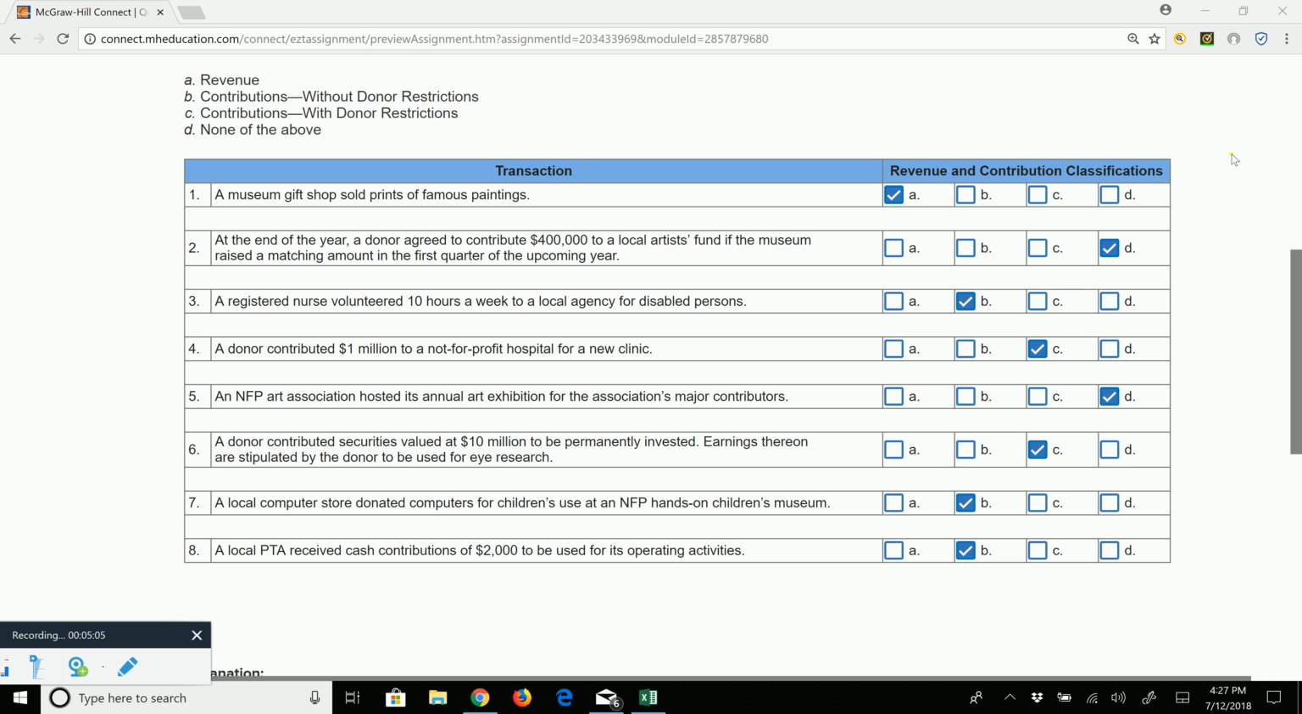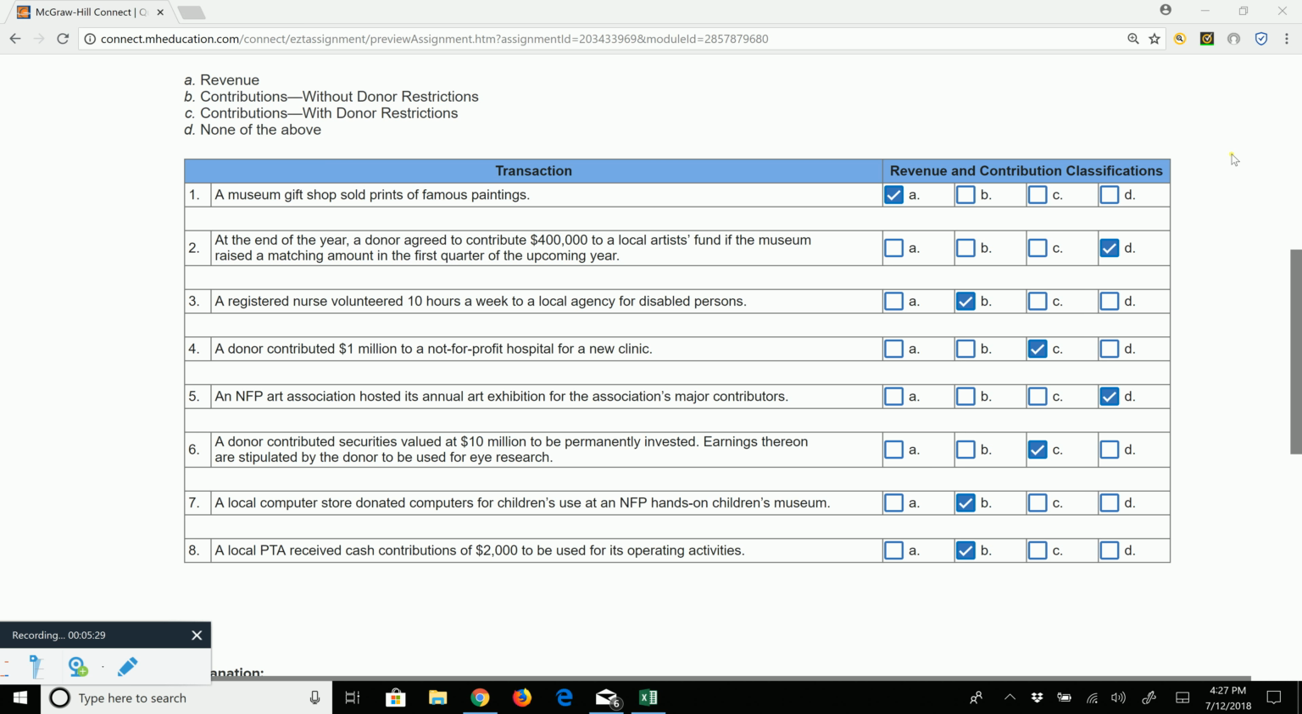None of the above. Number 6, a donor contributed securities valued at $10 million to be permanently invested. Remember what that word permanently means. That means we can never spend it. Earnings thereon are stipulated by the donor to be used for research. So the nonprofit doesn't need to do anything to get this contribution.